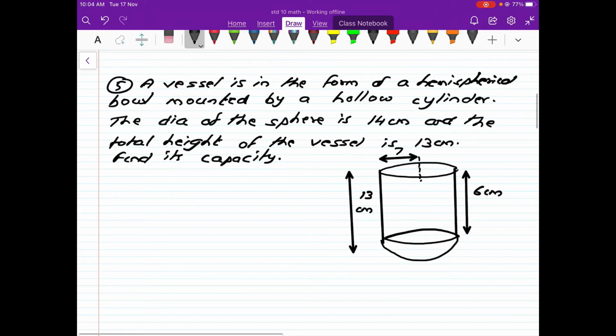So, we go for the fifth sum. A vessel is in the form of a hemispherical bowl. So, down is a bowl and on top is mounted a hollow cylinder of the same radius. The diameter of the sphere is 14 centimeters, means the radius is 7 centimeters, and the total height of the vessel is 13 centimeters.